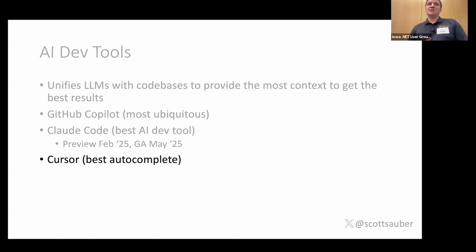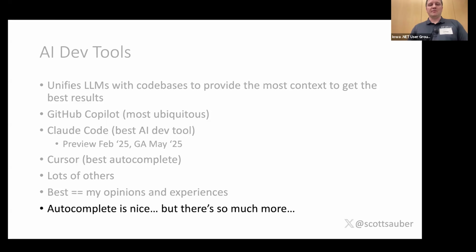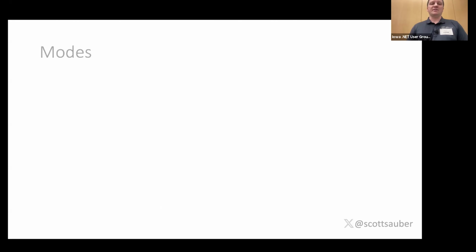I do think Cursor has the best autocomplete. So if people are using Cursor, I think that's got the best autocomplete out there. But there are just tons of other tools out there, and I expect a lot of these tools to start to contract and people to basically give up because they're not winning market share at the end of the day. Again, I said Claude Code is the best, but that's just been my experience and my opinion based on what I've used it for. Your experiences might vary. But I've seen a lot of people who just use it for autocomplete, but there's so much more to AI dev tools.